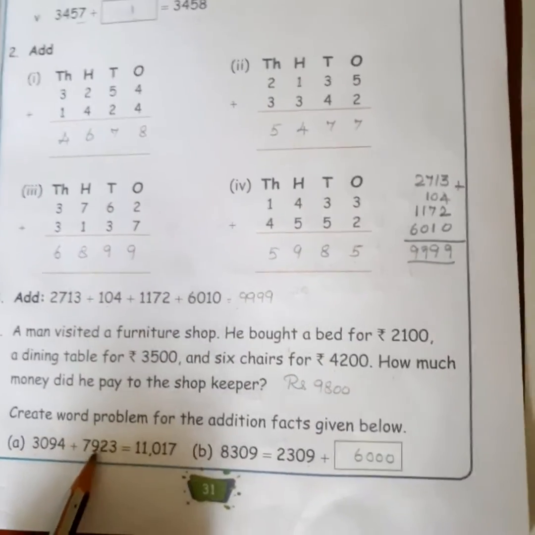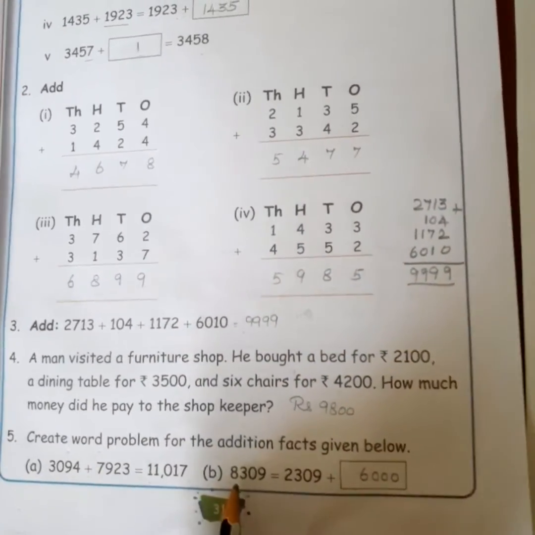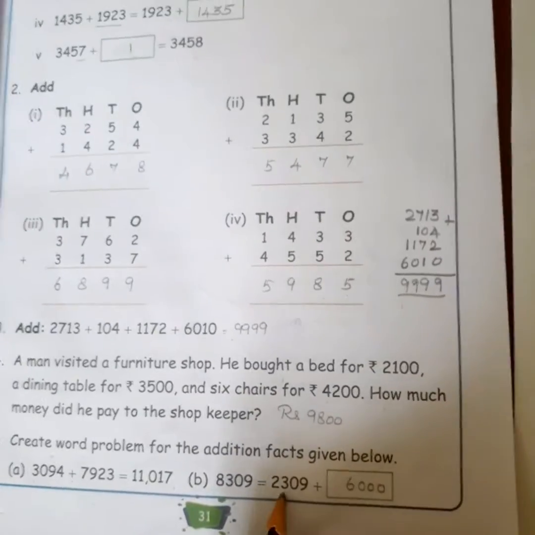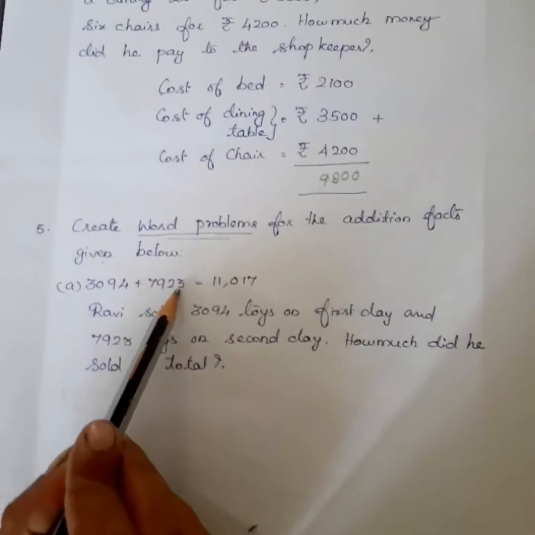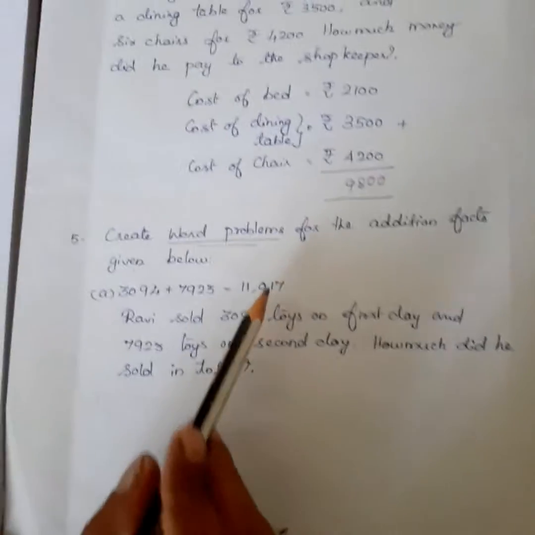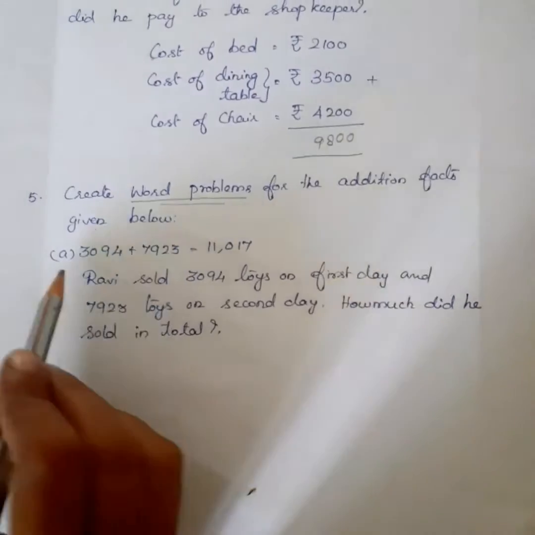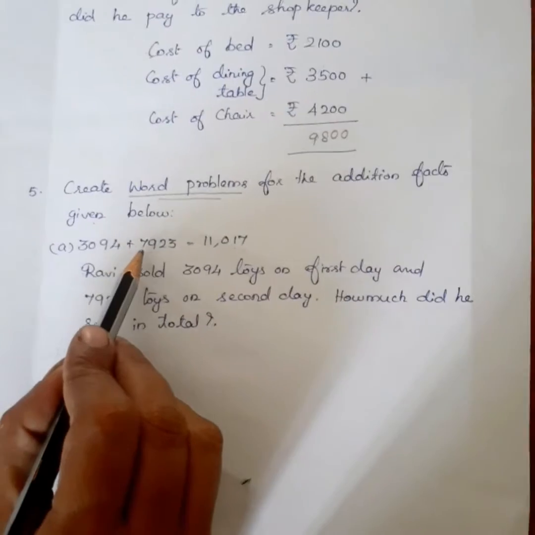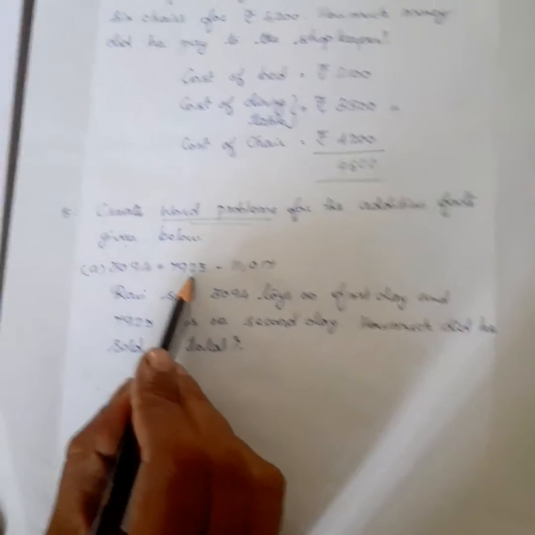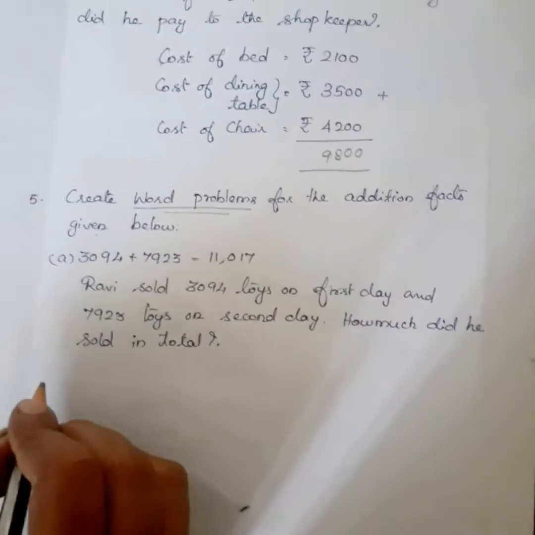Create word problem for the addition facts given below. 3094 plus 7923 equal to 11017. Second question, 8309 is equal to, 2309 is given. Okay. Here listen. 3094 plus 7923 equal to 11017. We create the problem. Word problem: Ravi sold 3094 toys on the first day and 7923 toys on the second day. How much did he sell in total? Okay. Next question.